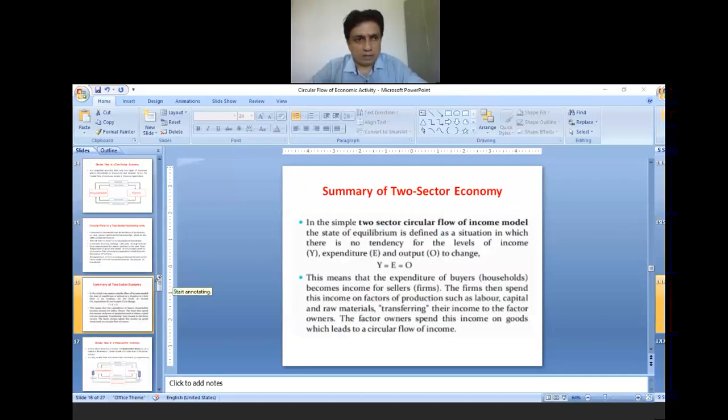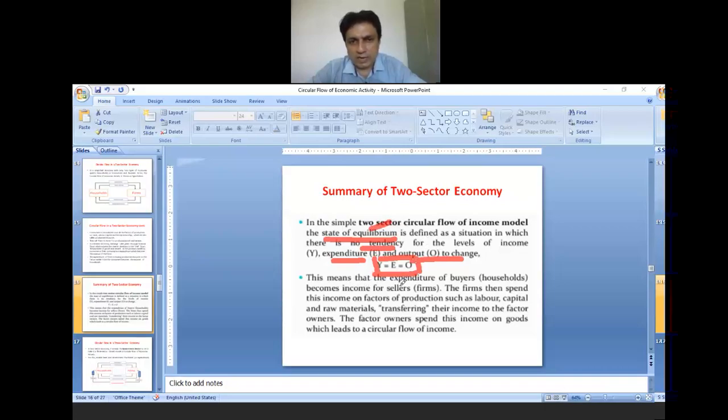So basically, this is the summary of two sector economy. So in the simple two sector circular flow of income model, the state of equilibrium is defined as a situation in which there is no tendency for the levels of income, expenditure and output to change. So all these factors will become equal. So when all these factors become equal, then the state of equilibrium is reached.